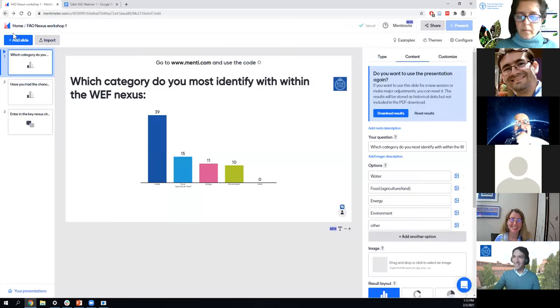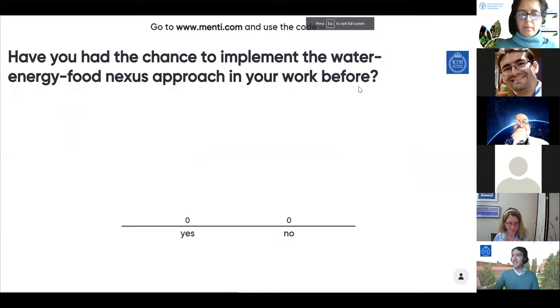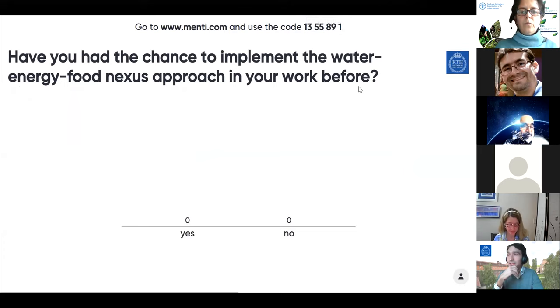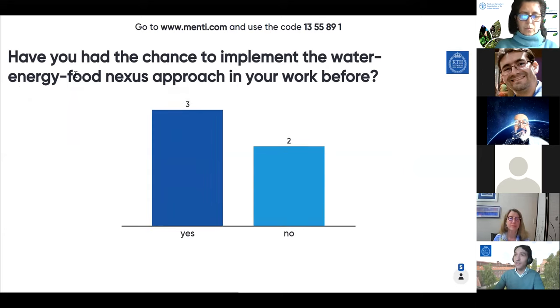And the second question is, before in your work life, in your research life, have you ever had the chance to implement and look at the water, energy, food Nexus approach?